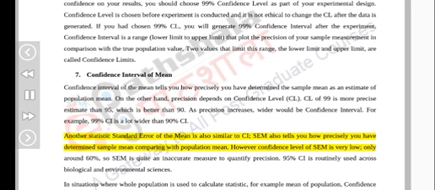Another statistic, the standard error of the mean, is also similar to CI. SEM also tells you how precisely you have determined the sample mean compared with the population mean. However, the confidence level of SEM is very low, only around 60%, so SEM is quite an inaccurate measure to quantify precision. 95% CI is routinely used across biological and environmental sciences.